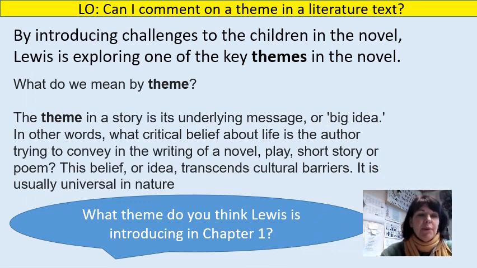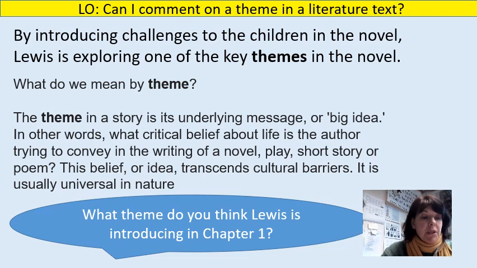So by introducing all of these challenges to the children in chapter 1, C.S. Lewis is also exploring one of the key themes in the novel. So let's just stop and make sure that everybody's happy with that word theme, because our lesson objective is, can I comment on a theme in a literature text? A theme in a story is its underlying message or big idea. In other words, what critical belief about life is the author trying to convey in the writing of a novel, a play, a short story, or a poem? This belief or idea goes beyond cultural barriers. It's usually a universal idea in nature.